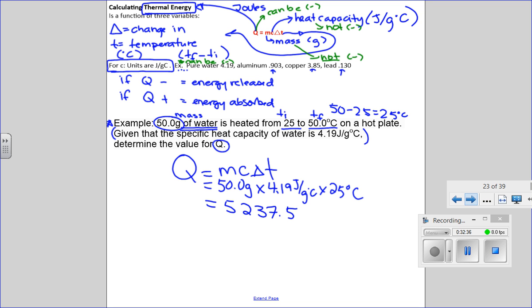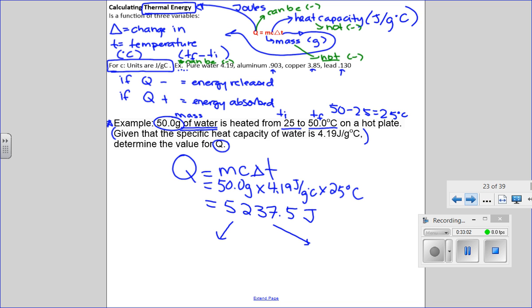Now because I was calculating Q, my unit is joules. So anytime we're calculating energy, joules is the unit. I have two choices for how to represent my answer. I could either leave the unit as a joule, or I could change it to kilojoules. So I'll show you two possible ways.